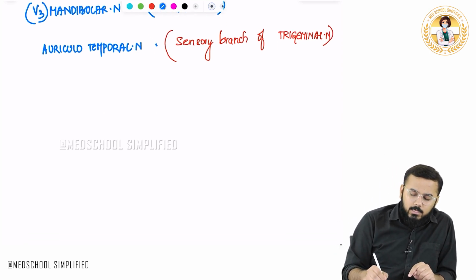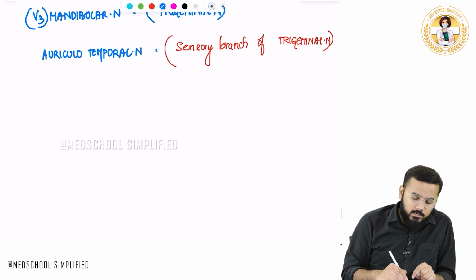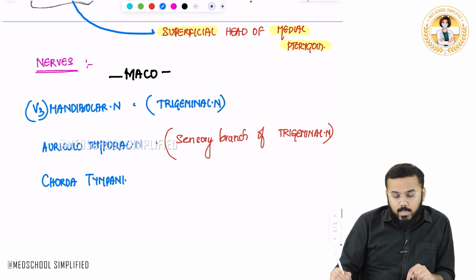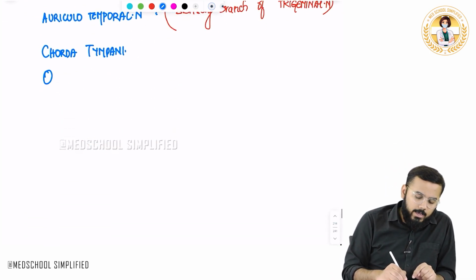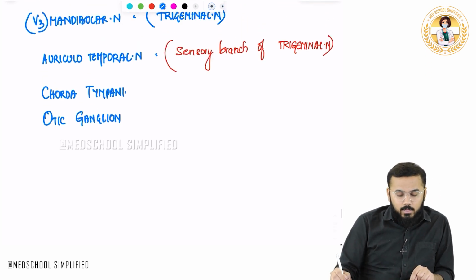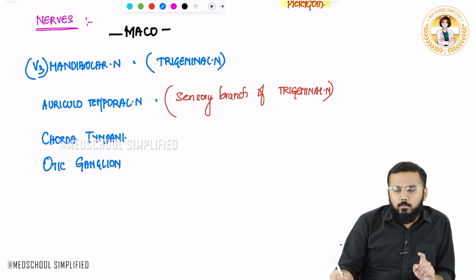Now after this, the next important thing over here is chorda tympani. What does C stand for? C stands for chorda tympani. And finally, O stands for otic ganglion. Otic ganglion.